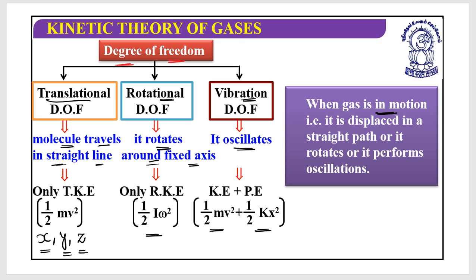So when gas is in motion, it is displaced in a straight line, or it rotates, or it performs oscillation. It could have all three of these, maybe one of them, or maybe two of them, and from that motion we can identify the degree of freedom of a particular molecule or particular gas. I hope this is clear.